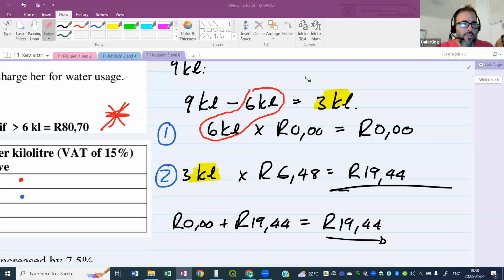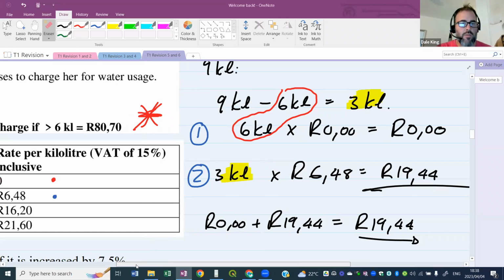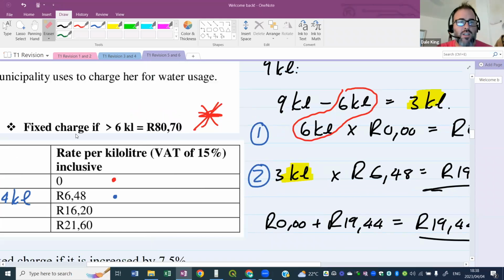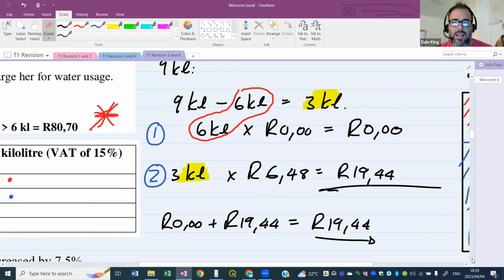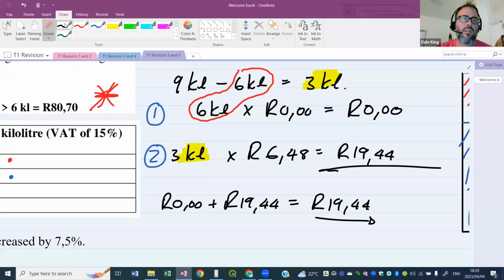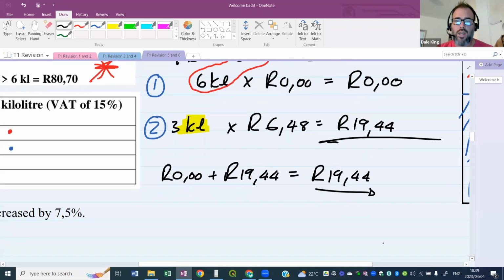All right. If you look at this table on the left, they say there is a fixed charge. If you go over 6 kiloliters when you use water, you have to pay 80 Rand 70, no matter how much you go over, if it's one drop or 1,000 kiloliters. If you go over 6, you're paying that fee, 80 Rand 70. This person has gone over 6. They are at 9 kiloliters. So they have to pay the fixed fee. So we have to add that on.